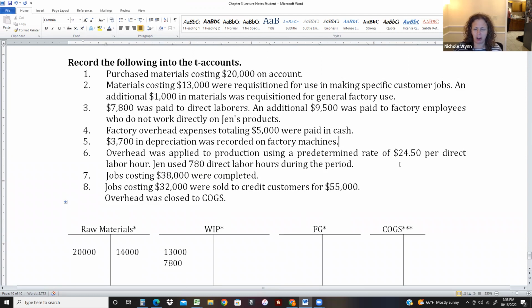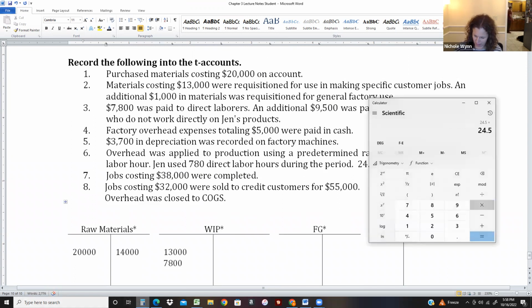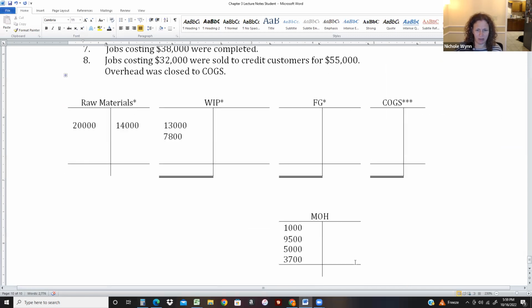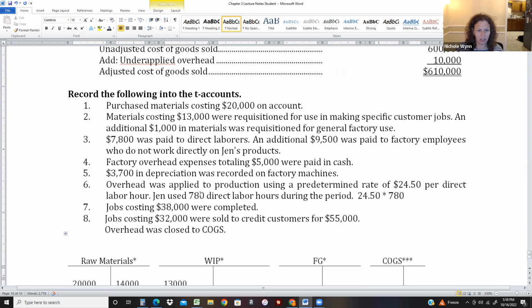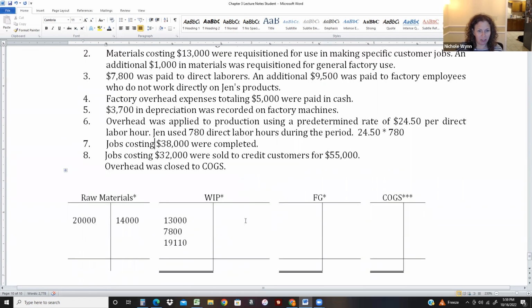Overhead is applied to jobs using our predetermined overhead rate of $24.50 per direct labor hour, 780 hours. So you take 24.50 times 780, and you get 19,110. So 19,110 is the applied overhead, and that's the number that comes into WIP. Because remember, 3 numbers go into WIP: direct material, direct labor, and overhead applied. Okay, so jobs costing 38,000 are completed. When they're completed, you remove them from WIP and you send them to finished goods.